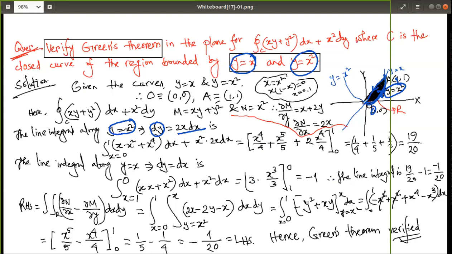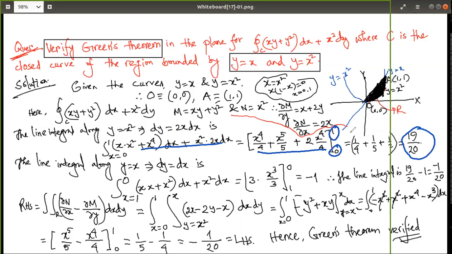So our line integration is from x equal to 0 to 1, and we put y equal to x square here. This is totally a line integration with respect to x, with all terms in x, so it is a simple integration. After putting the upper limit and lower limit, we get this result.